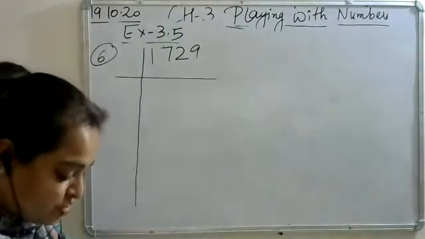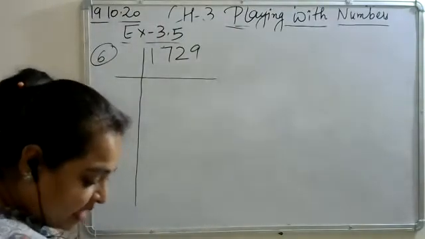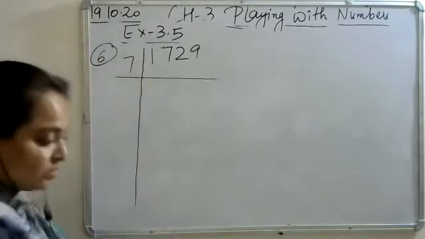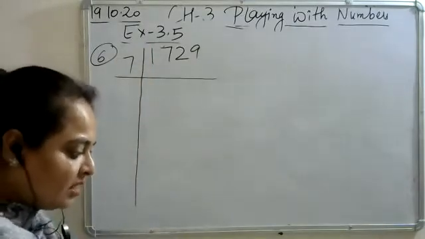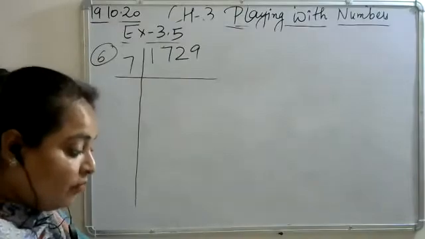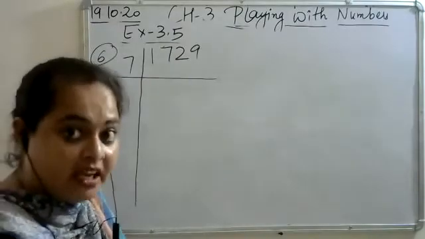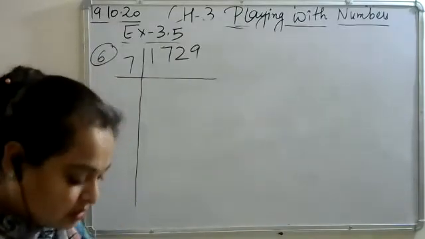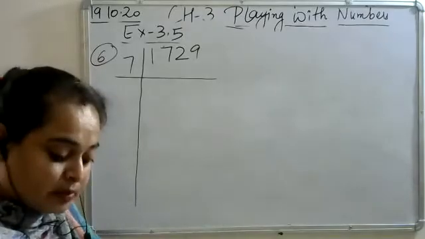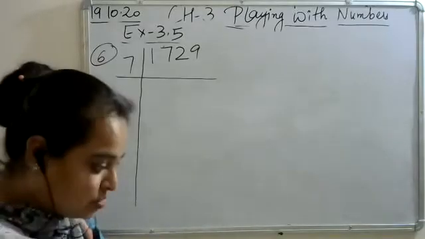Very good, Goresh. This is divisible by 7. Yes, and 13 also. One child is writing here 13. Yes, 13 is correct. This is your wish. Divide by any number first.